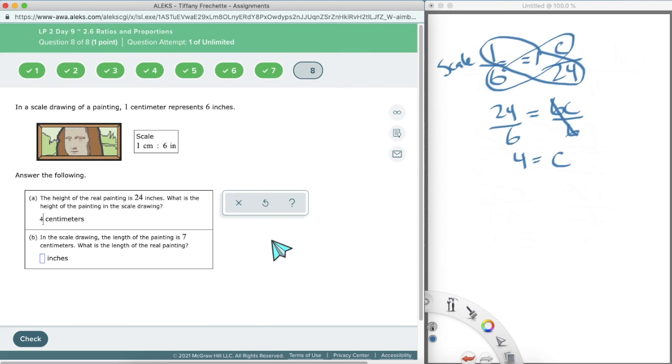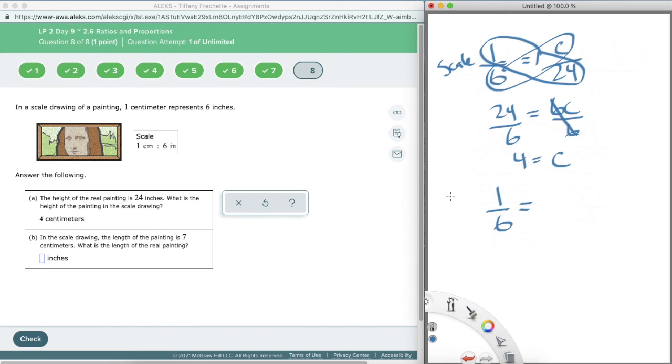All right, so now we have in the scale drawing, the length of the painting is 7 centimeters. What is the length of the real painting? All right, so we still have a scale of 1 to 6. That has not changed. That's going to be our scale throughout this problem. And it might be different on your problem, but this is the scale throughout my problem here on the screen.